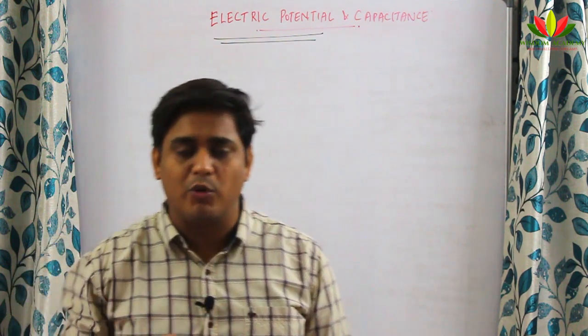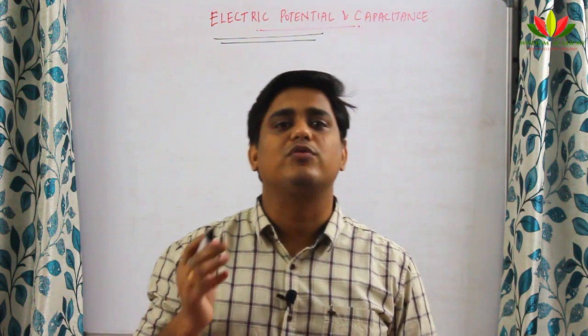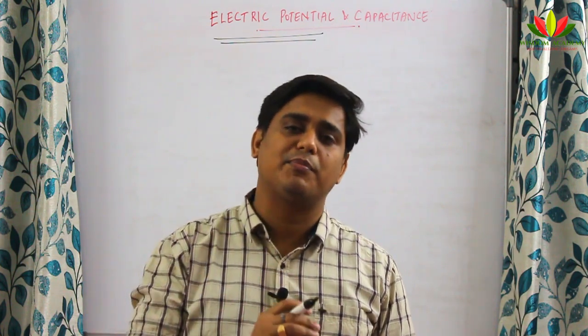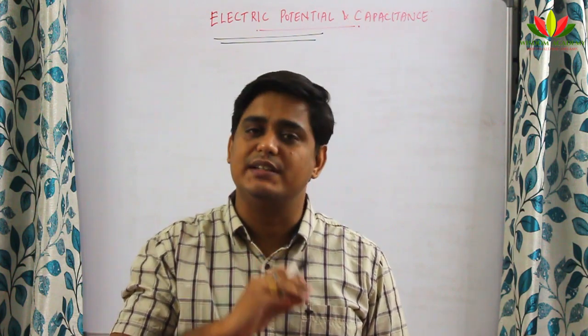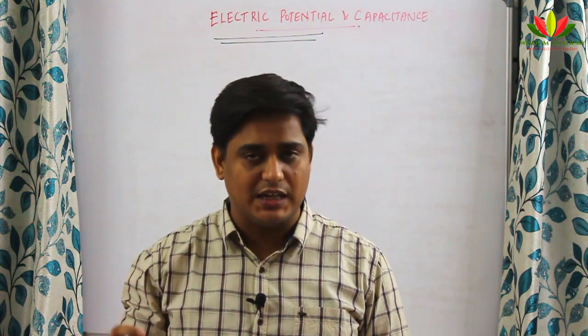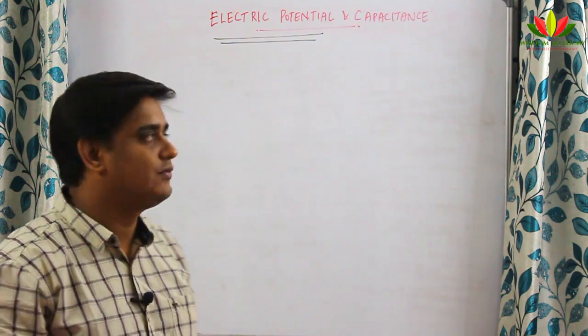What is the electric potential? You can just write a definition, then I will tell about it. Electric potential is defined as the amount of work done in moving a unit positive charge from one point to another point in an electric field. I will repeat once again. Electric potential is defined as the work done in moving a unit positive charge from one point to another point in an electric field. Let us see mathematically how it is found.